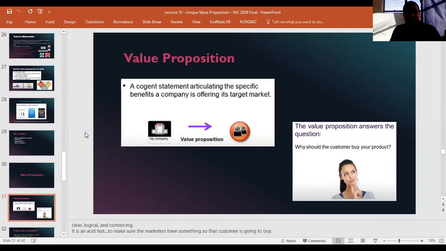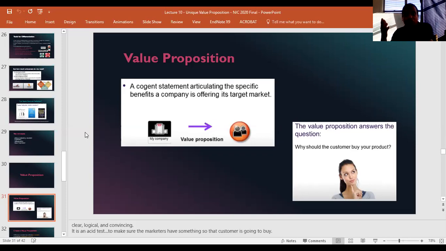How to define value proposition then? It says: a cogent statement articulating the specific benefits a company is offering its target market. What is cogent? Cogent means a very clear, logical, and convincing statement. So your statement has to be very, very clear, it has to be logical, and it has to be convincing.